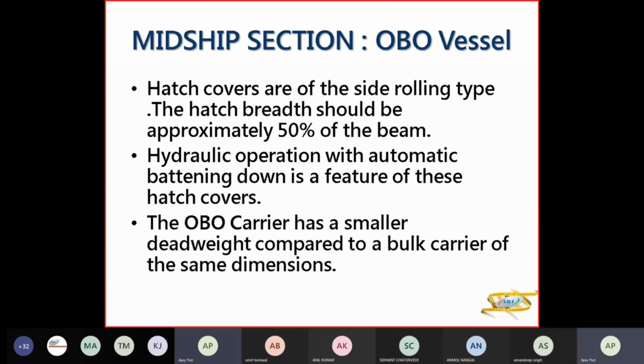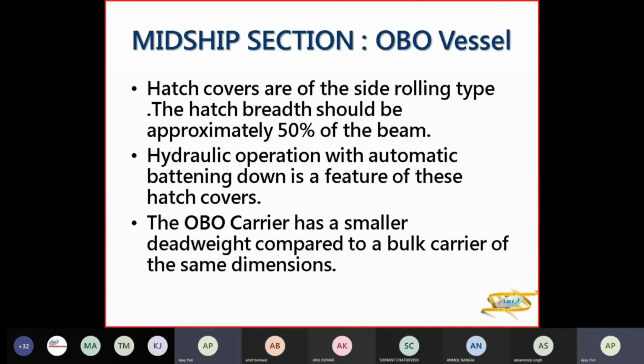Your hydraulic operation comes with automatic battening down. Now here you have automatic battening down. You don't have to do manual battening down of the cleats. The moment the hatch covers are closed, you can do automatic battening down with hydraulics. So that is the feature in this OBO vessel.